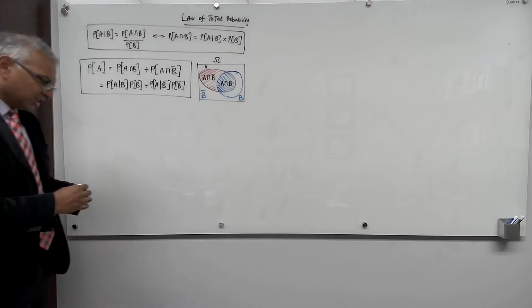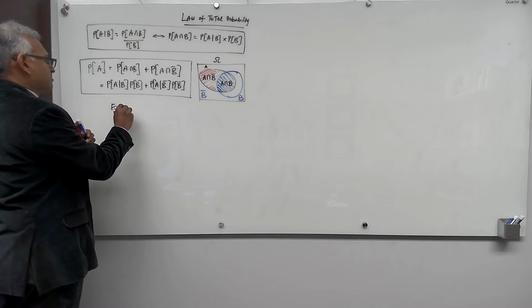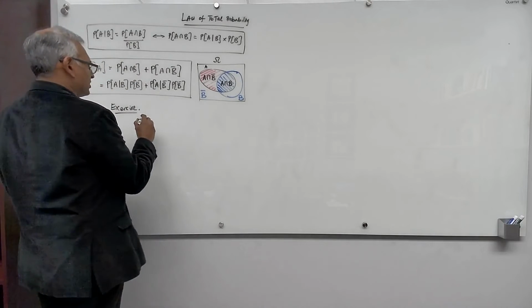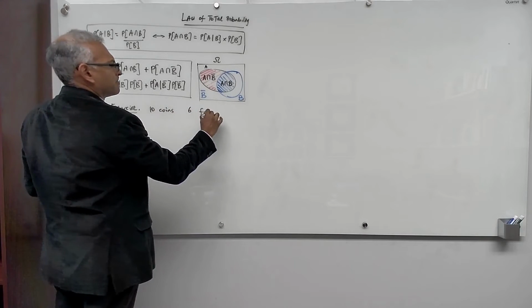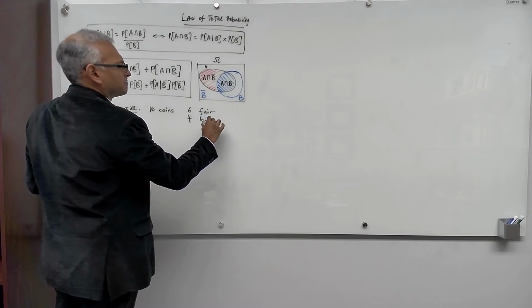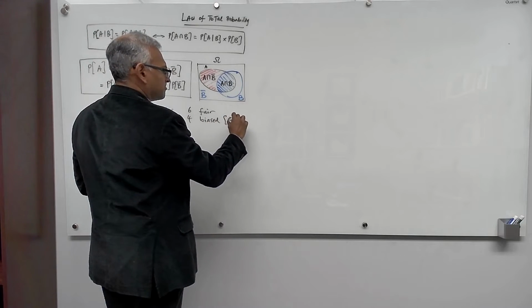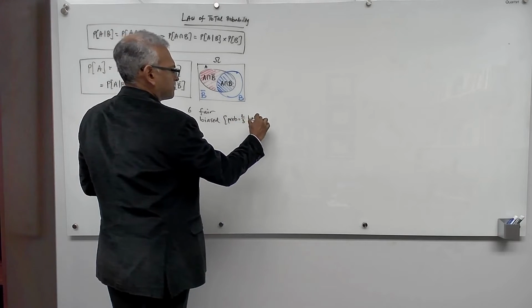Okay, so let me show you something interesting. First, an exercise, to practice the law of total probability. In a box, you have 10 coins: 6 fair and 4 biased. Biased means that the probability of heads is equal to 2/3.